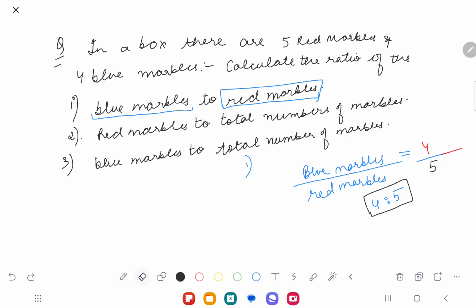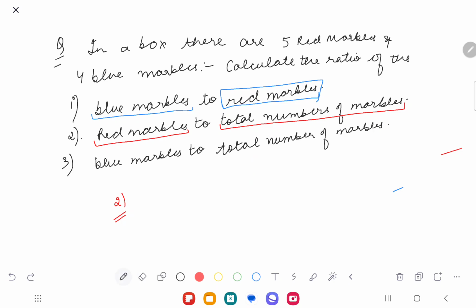Now read the next question. What does it say? The ratio of the red marbles to that of the total number of marbles. So what fraction am I supposed to make? Red marble over all the marble? Good job. Red marble over all the marble. Yes or no?